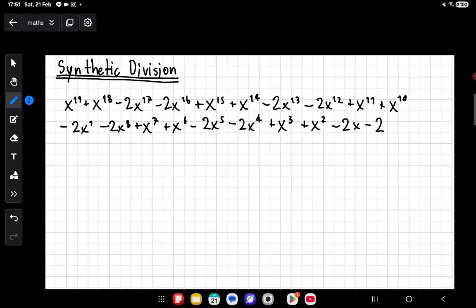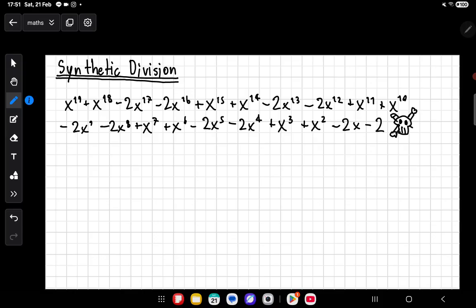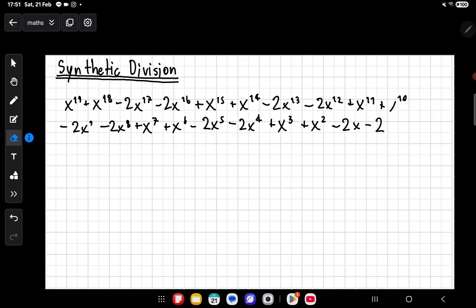I'm going to give you a ton of time to think about this one because this is genuinely a boss question. Skull emoji right here indicates how cooked you are. You haven't understood the basics yet. Now, pause the video, find your solution, and we will see if you're correct. Got the solution and ready to answer? Let's see.